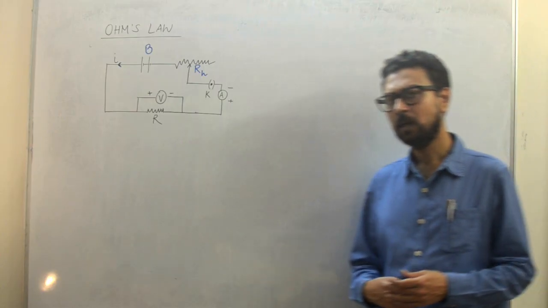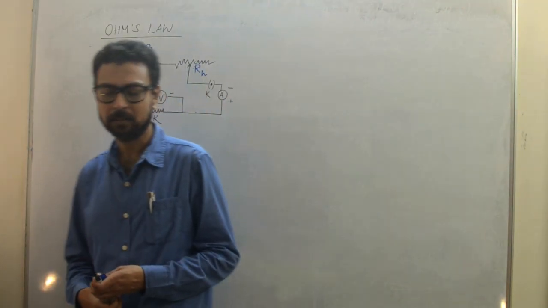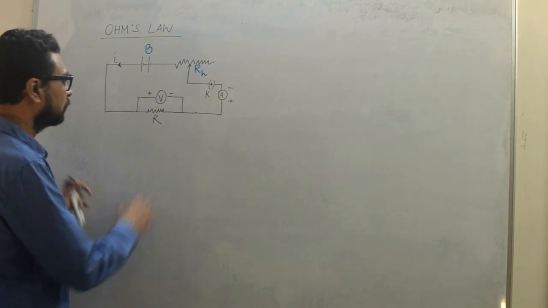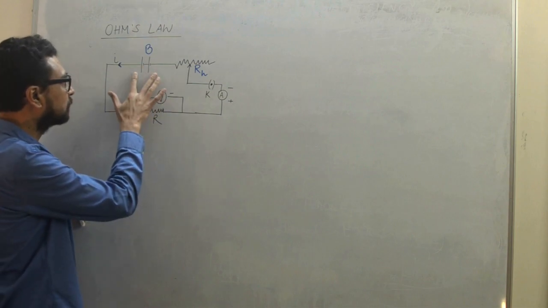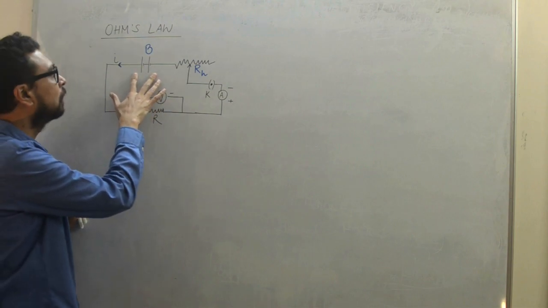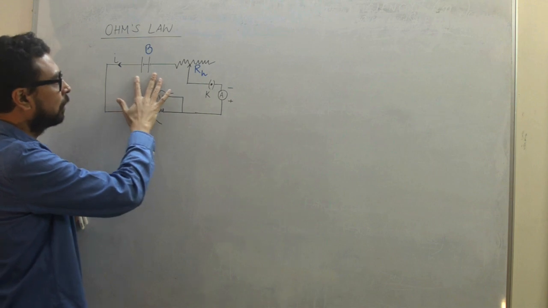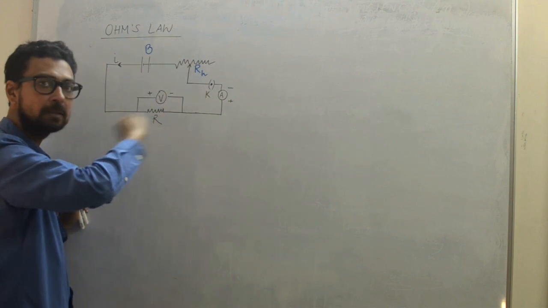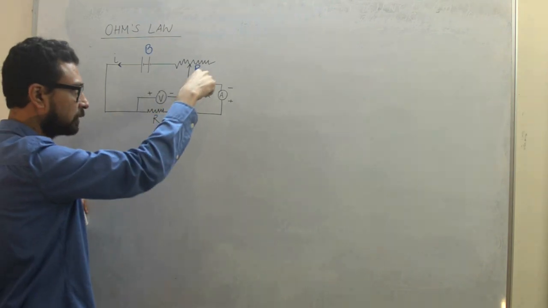So let us see how we can verify Ohm's law through a circuit. I have drawn the circuit diagram here. It's a simple one. We have one external resistance, one battery with certain potential, the marked EMF. We also have a rheostat, the variable resistance with which we can change the resistance, which is connected in series.